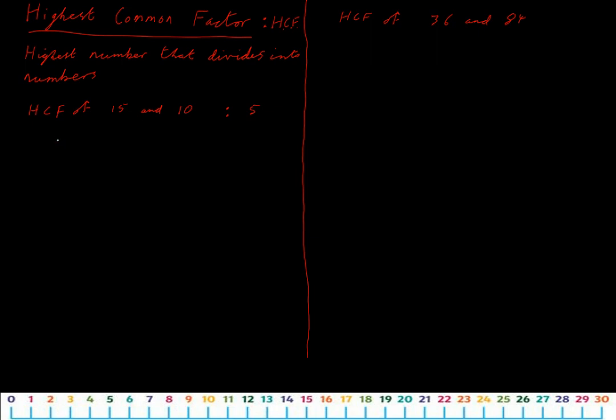The method we're going to use is to find the prime factors of both numbers and then compare what prime factors they have in common, and then multiply together the common factors to get the highest common factor. So let's put this into practice. We're going to find the prime factors of both numbers.